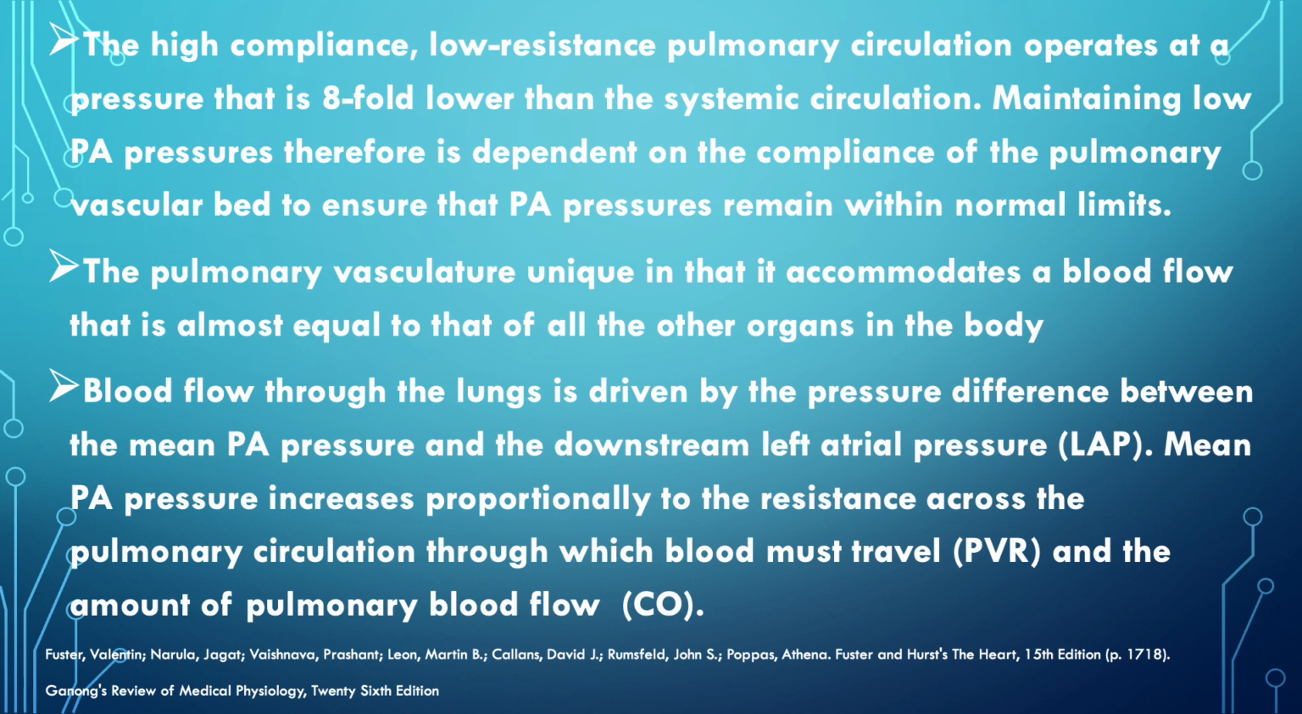The pulmonary vasculature is unique in that it accommodates a blood flow that is almost equal to that of all other organs in the body. Every organ in the body has its own circulation with blood flow going through it. So both lungs together have almost an equal amount of blood flow as all the other organs, all of them total together.